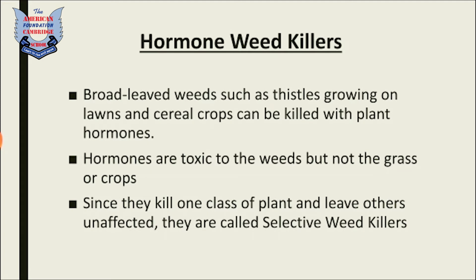It is often found that in the cereal crops and the yields in the agricultural sites, they grow by themselves, and in this way they inhibit the growth of cereal crops. Therefore, farmers use plant hormones to inhibit their growth. For instance, they use auxin because auxin is the hormone that kills one class of plant and leaves others unaffected. Therefore, it is called a selective weed killer. In this way, we can save and protect the cereal crops and their sites from these weeds.